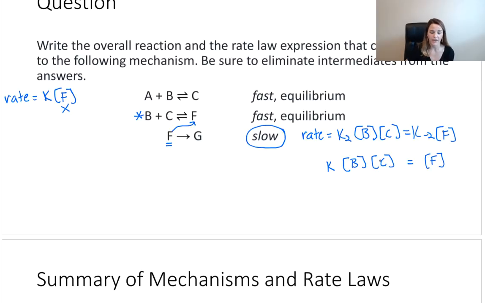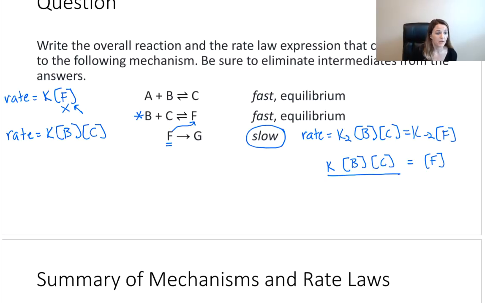All right, so now this, the whole expression, K times B times C, is coming in right here. We're substituting for that F term. So this now becomes rate is equal to K. I'm just going to call it K. This is actually K times K2 divided by K negative 2 times F, which is B times C. B times C. Okay, so now we've got to go through here and check to see if anything is an intermediate.